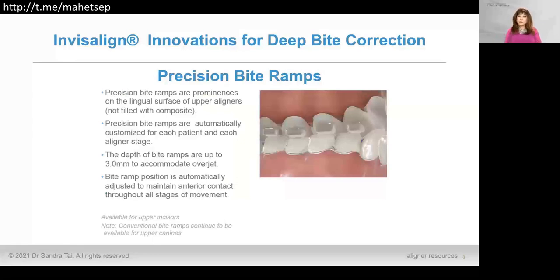The third innovation is precision bite ramps. Now, these precision bite ramps are prominences on the lingual surface of the upper aligners. They're not filled with composite because we are using a digital orthodontic appliance. And in a digital orthodontic appliance, the precision bite ramps are automatically customized for each patient and each aligner stage. The depth of the bite ramps is up to 3 millimeters to accommodate an overjet. They're not able to fabricate the bite ramps larger than 3 millimeters because of limitations of manufacturing and of the material. And here's the very interesting thing.